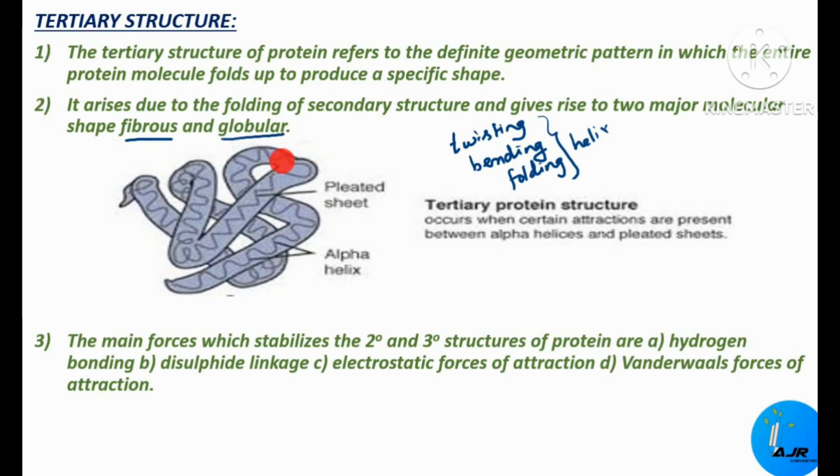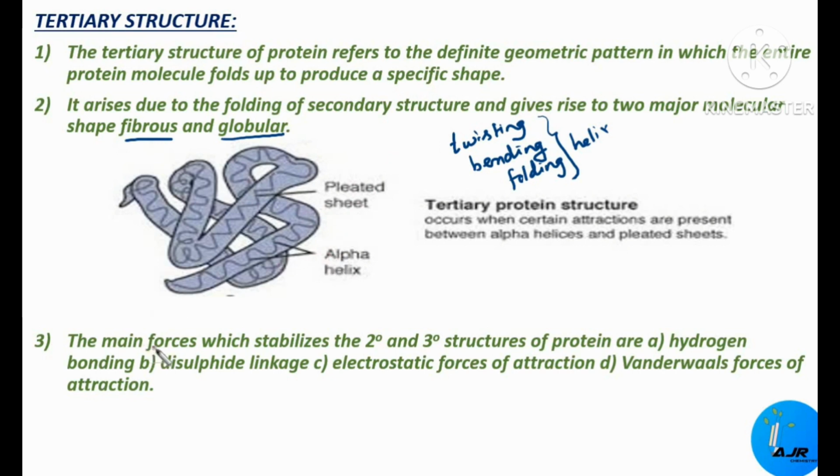See here, this is the tertiary structure. Here we have both the pleated sheet, seen in secondary structure, and the alpha helix. Due to the twisting, bending and folding of these structures, we get the tertiary structure, and together the entire protein molecule folds up to form a specific shape.